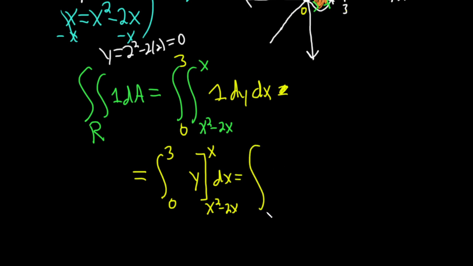So going from 0 to 3, integrating 1 with respect to y, we're going to get y. And we're going from x squared minus 2x to x. And then here we have the dx. This is equal to the integral from 0 to 3. And we plug in the x first, subtract, and then plug in this one here. So it's 2 terms, so don't forget the parentheses. x squared minus 2x, right? Be really, really careful there.